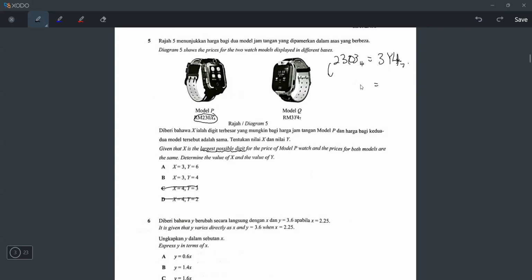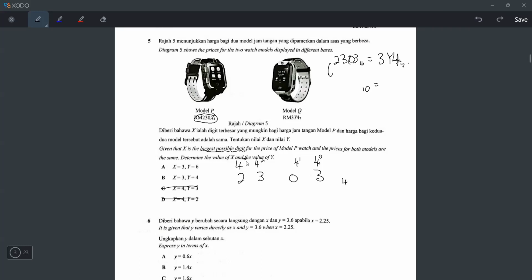I told you just now already in question 4, you want to convert to base 10. How to convert a smaller base to base 10? You have to use the times method. So 2303. Let's write down the place value. This is base 4, so the place value should be 4 power 0, 4 power 1, 4 power 2, 4 power 3.